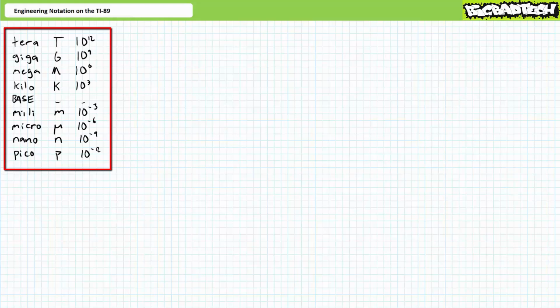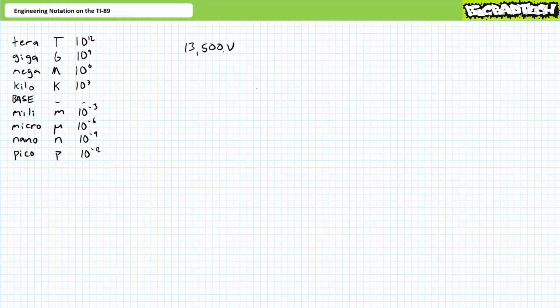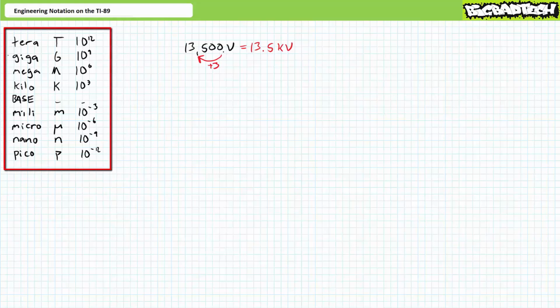These positive powers in steps of 3 are equivalent to leftward shifts of the decimal places from the base unit. For example, 13,500 volts could be more appropriately expressed as 13.5 kilovolts in proper engineering format. Returning to the base unit, one can also use engineering prefixes to represent unusually small numbers. The next smaller prefix is the milli, abbreviated small m, equivalent to 10 to the negative third or 0.001.